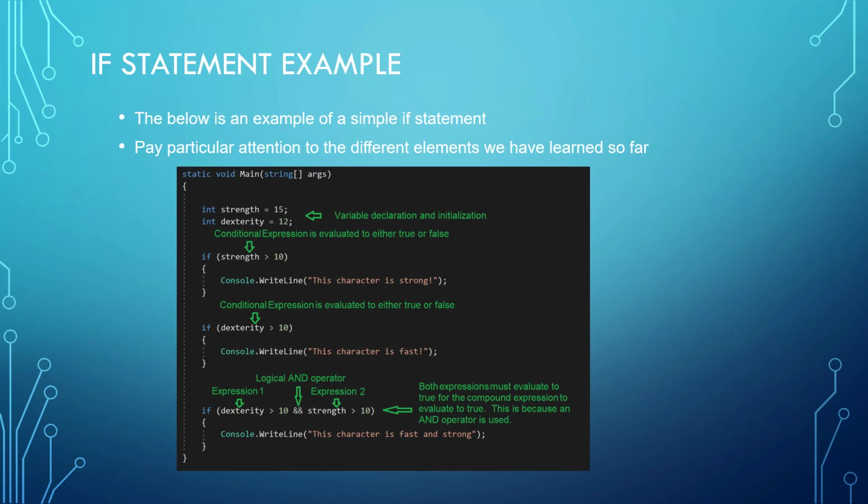The below is an example of a simple if statement. Pay particular attention to the different elements that we've learned so far. Up at the very top, you can see that we are declaring and initializing two variables. We're declaring a variable of type integer that we have named strength, and we're assigning an initial value to it of 15. Then we are declaring another variable of type int, which we are calling dexterity, and we are assigning to it an initial value of 12. When you assign a default value or the initial value to a variable, it's known as initialization.